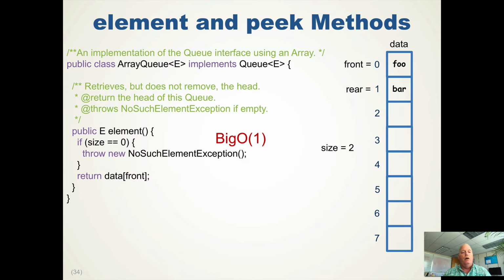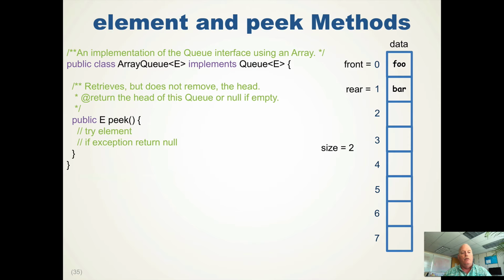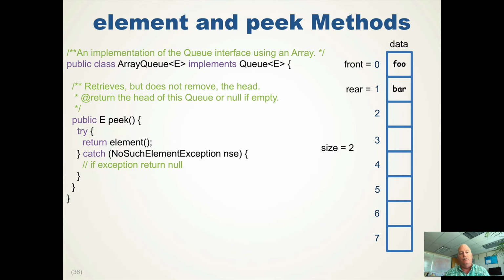Now for the peek method that doesn't throw the exception, again, we can try to see if element returns something, and we can catch that exception and return the special value of null. So we try to return element. If it succeeds, we return the value at front. If it doesn't succeed, if there's an empty queue, we'll return the special value of null. And because the element call was big O of 1, this is a big O of 1 operation.